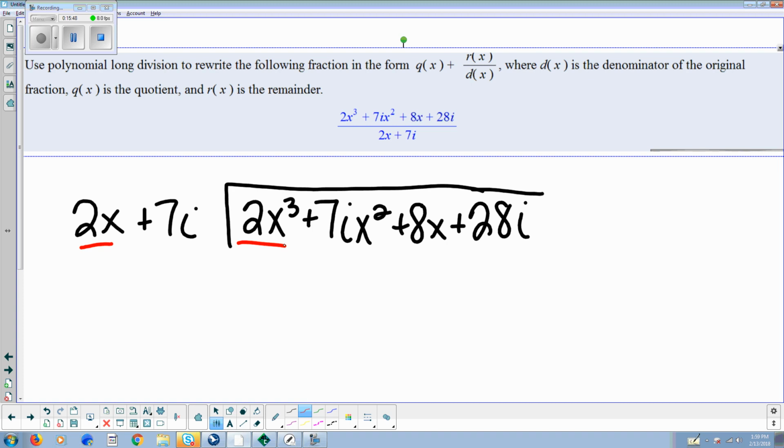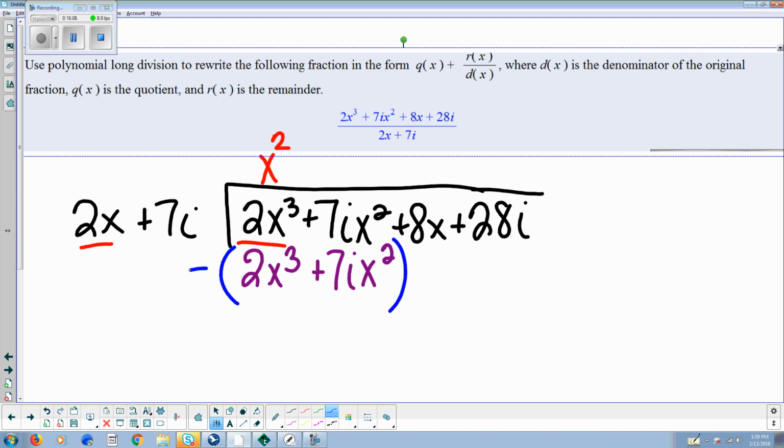Divide. What can I multiply by 2x to give me 2x cubed? That would be x squared. Multiply. X squared times 2x would give me 2x cubed. X squared times 7i would be 7ix squared. Subtract. I'm going to distribute in the negative. I notice 2x cubes cancel. 7ix squared minus 7ix squared also cancel. And so I have 0 for my leftovers here.